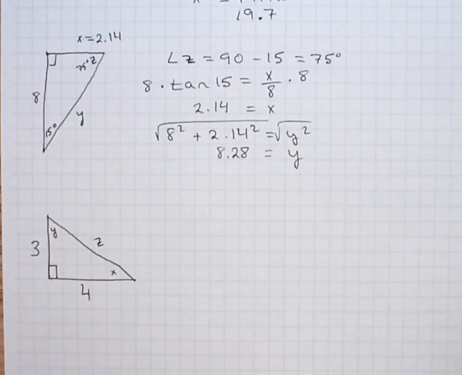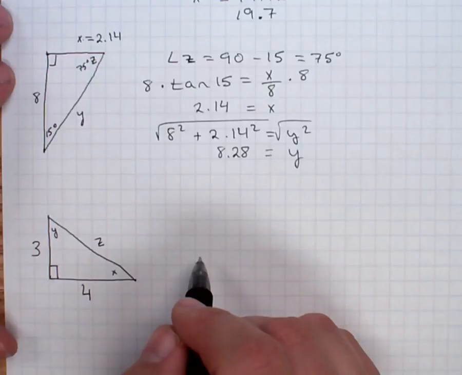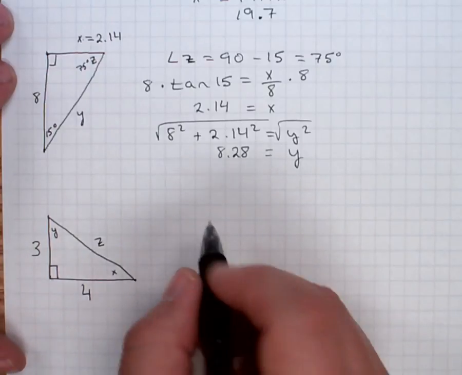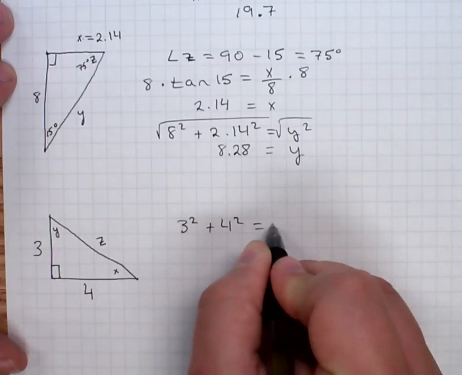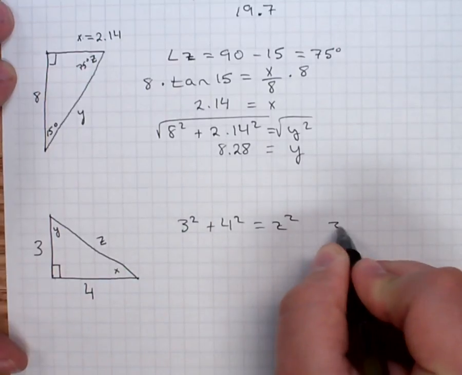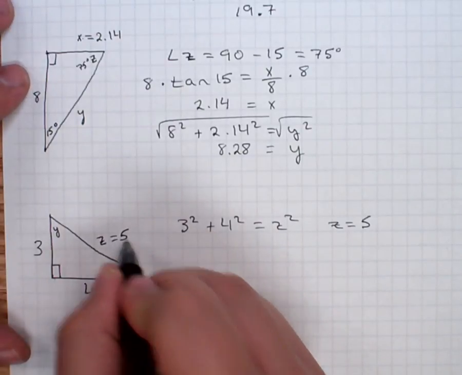Okay? Who can help me out on this one? Kaylee? So to find z, I use the Pythagorean theorem because that one's pretty easy. Okay, 3 squared plus 4 squared equals z squared. And you got z to equal 5. Okay? We know what that is.